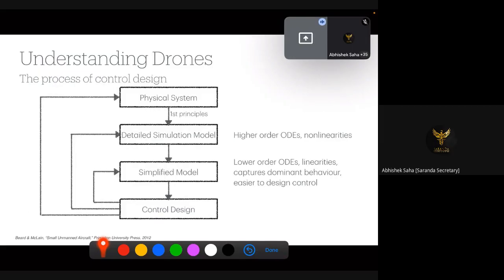Now, once you have the physical system and you have come up with the dynamic model using the first principles, this dynamic model is very complicated. It accounts for almost everything that you can have for a UAV, but these are very complicated higher order ODEs and they have non-linearities. So designing a controller around these becomes difficult. So what we do is we simplify these models around operating points.